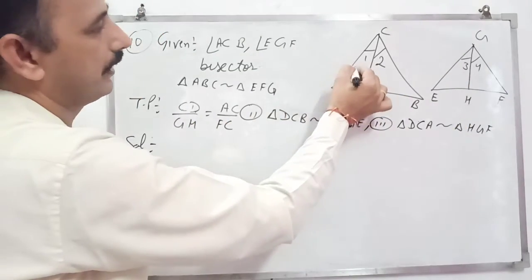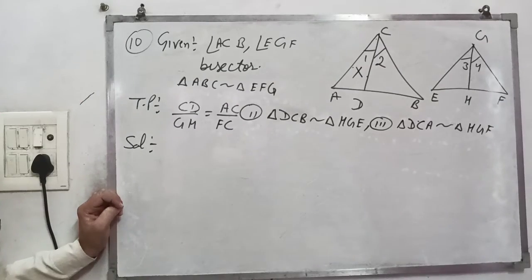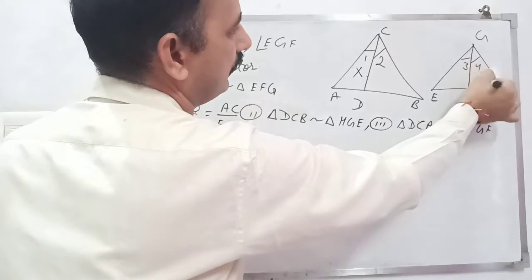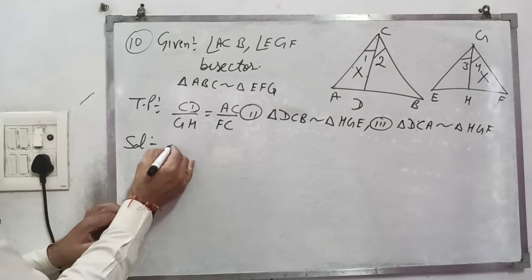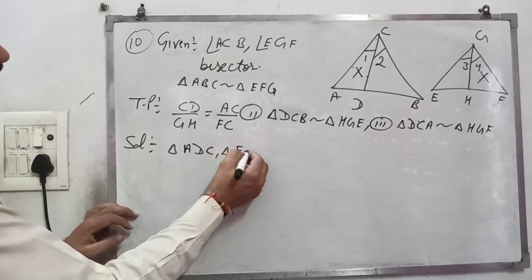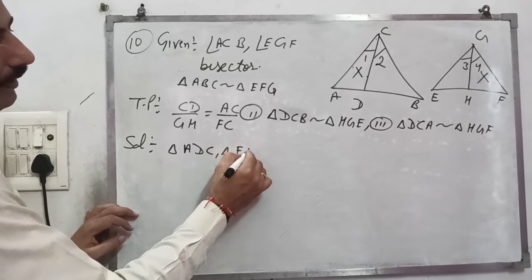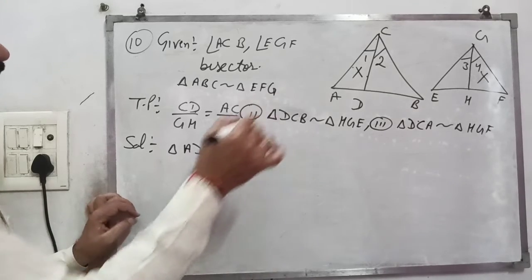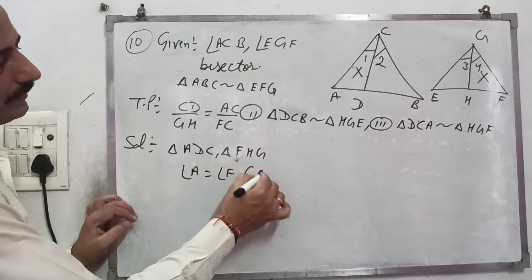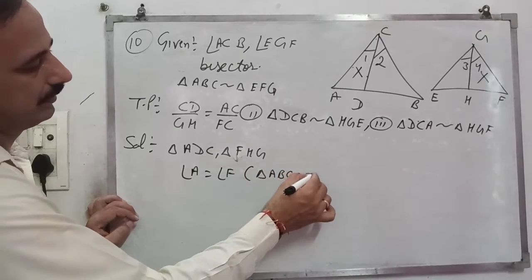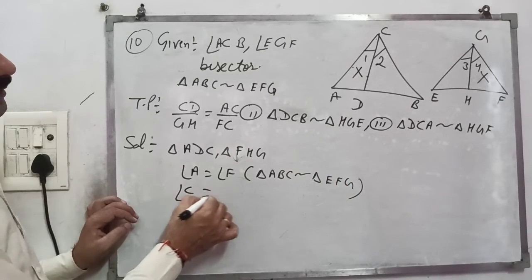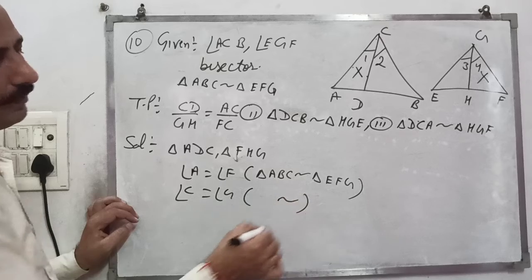CD is one triangle side, GH is that, and AC is that. So it means we choose one triangle for which we put the cross sign, and here we use that one triangle, that is FC. So that one triangle we can use. Now one triangle is ABC, and another triangle is EFG, right? So in this triangle, angle A equals angle F because the triangles are similar.